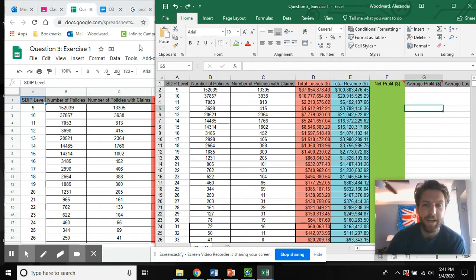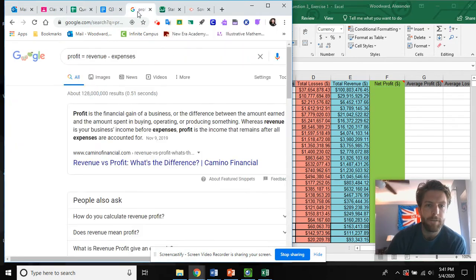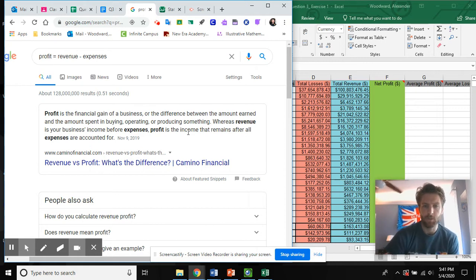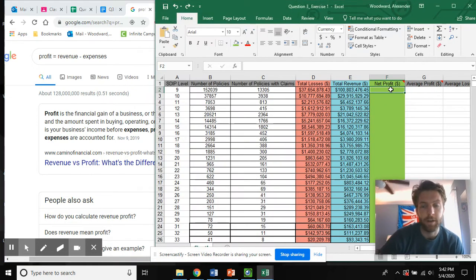If we want to think about what profit is, well, profit tells us the financial gain of a business, or the difference between the amount earned and the amount spent in buying, operating, and producing something. Anytime you have a business, you want to think about how much money you're bringing in and how much money you are losing, no matter what business we're talking about. Here, we're talking about a car insurance company.